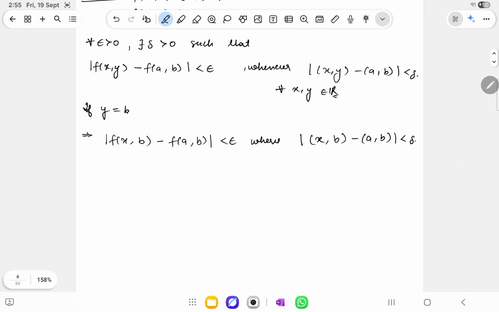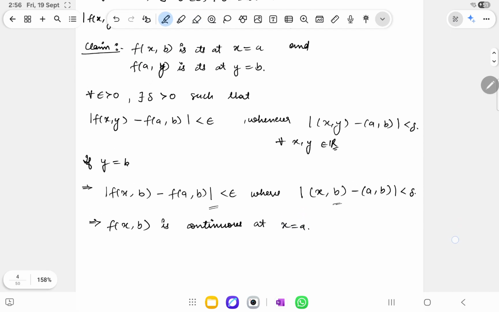So can you see that for all epsilon for which this holds, we got modulus of f(x, b) minus f(a, b) less than epsilon. So this basically tells us that f(x, b) is continuous at x equals a.